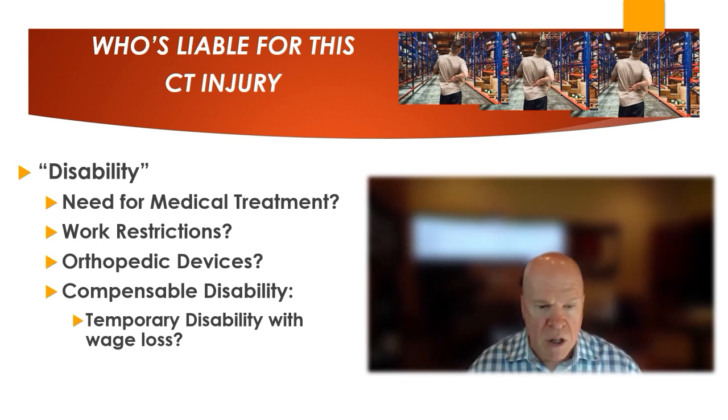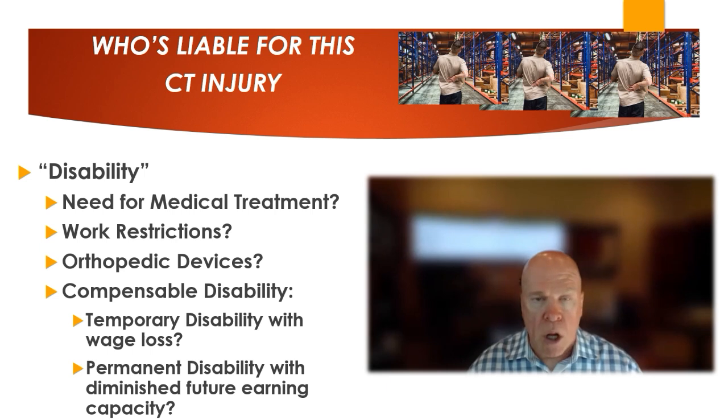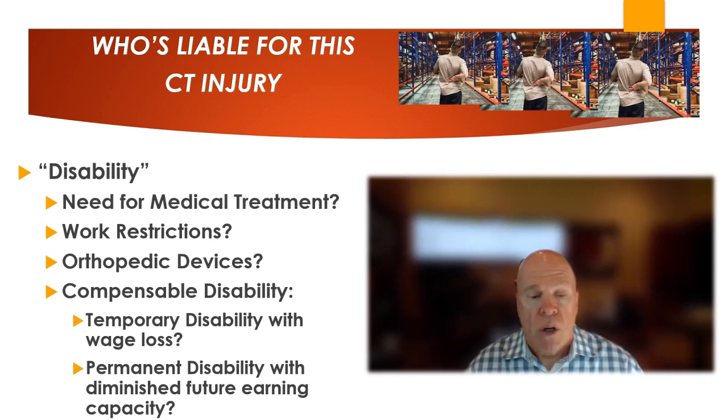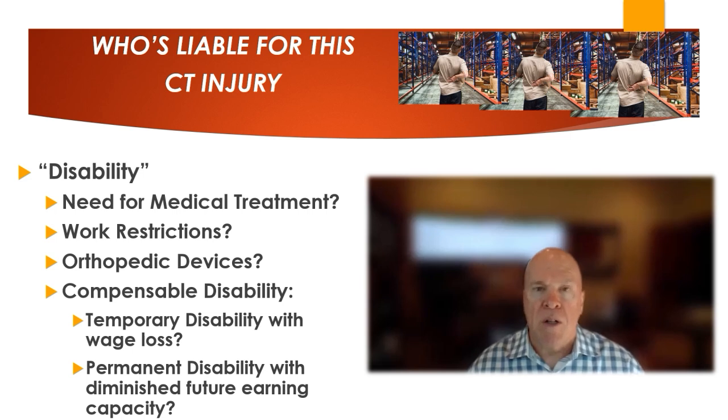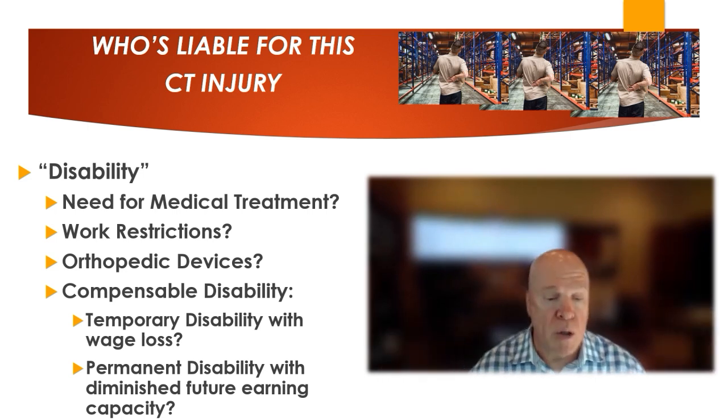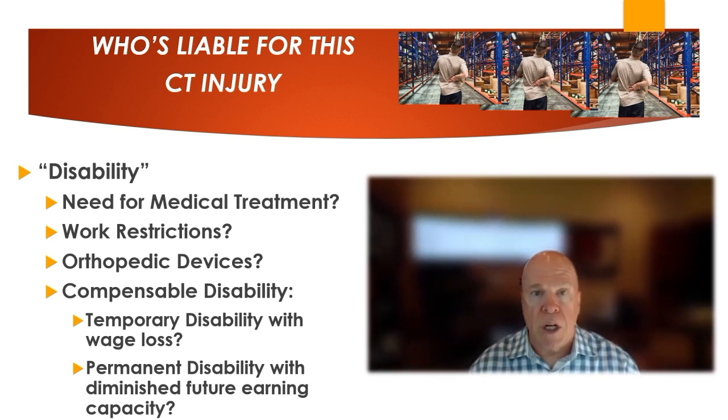So, for example, is it temporary total disability that has accompanying wage loss? In other words, there's compensable disability. Is that what's meant by the term disability in establishing the date of injury, or can permanent disability establish the date of injury by constituting the disability? Permanent disability with diminished future earning capacity.